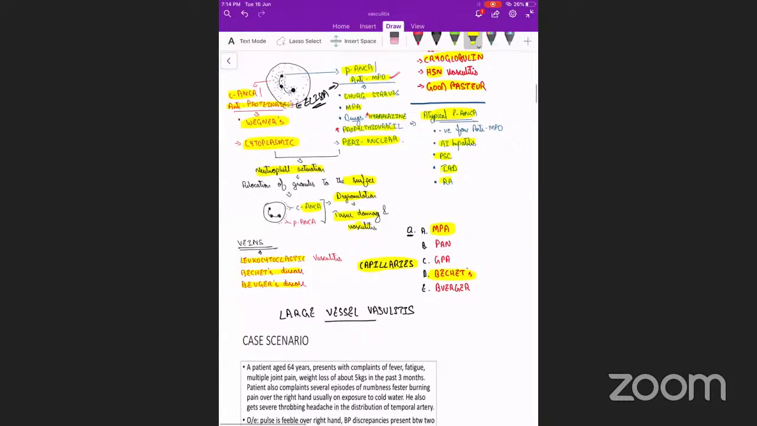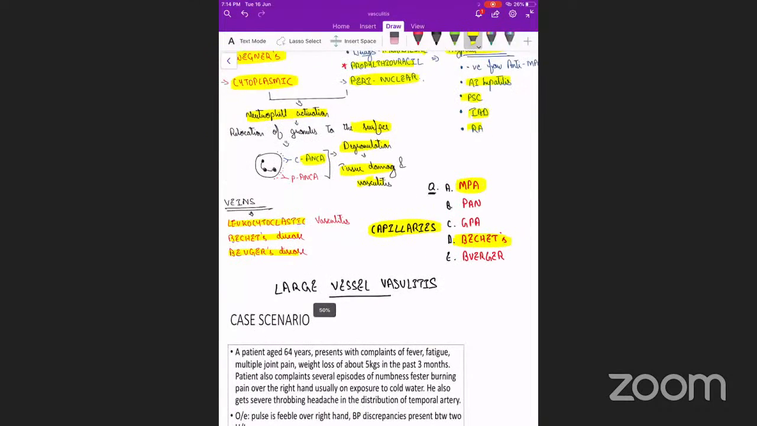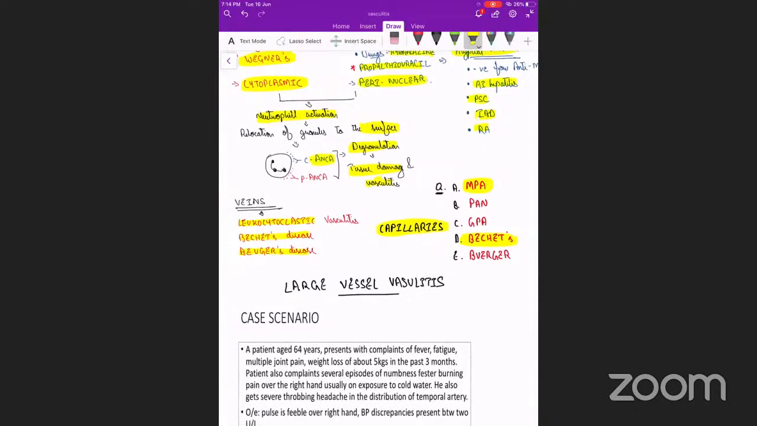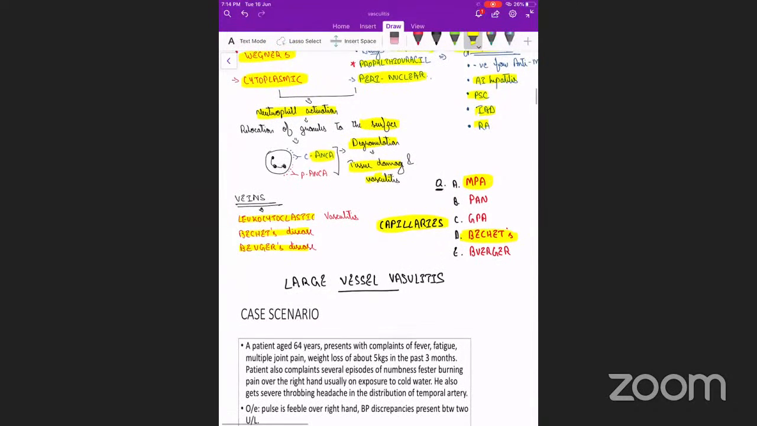So let's move ahead to large vessel vasculitis. As we saw in our classification, first was large vessel vasculitis. There were two diseases. One is giant cell arteritis, another one is Takayasu. So let's see the case scenario. Let's see whether you guys will be able to diagnose. Simple case. A patient, 64 years old, presents with complaints of fever, fatigue, multiple joint pain, and weight loss of about 5 kgs in the past 3 months.